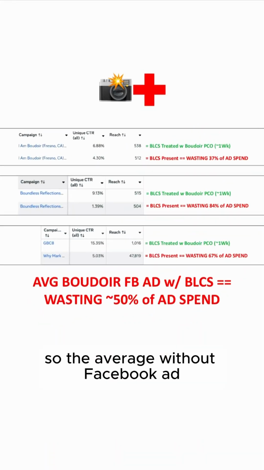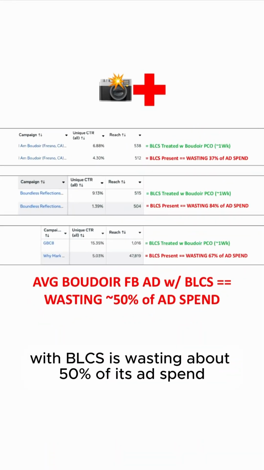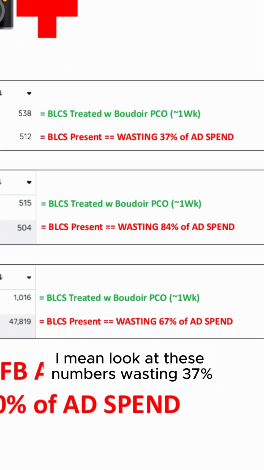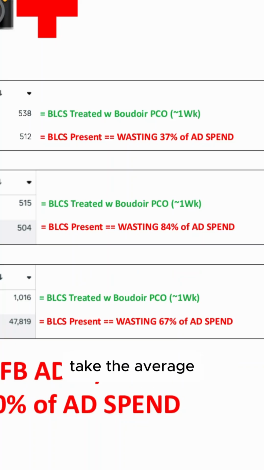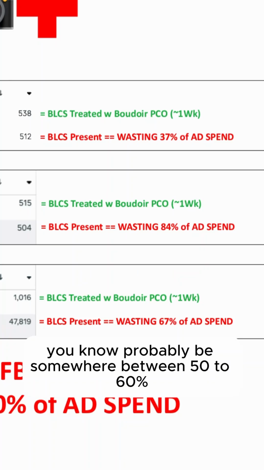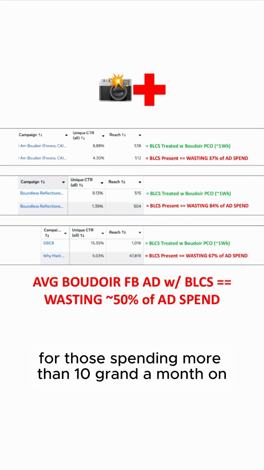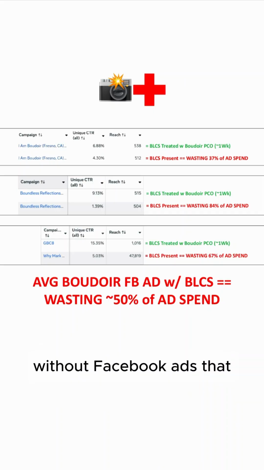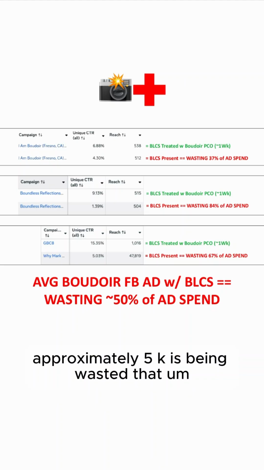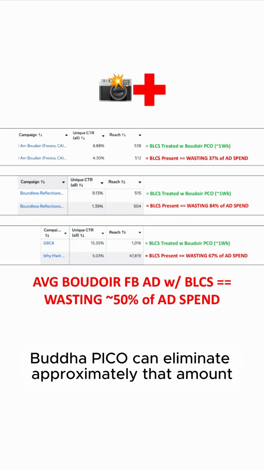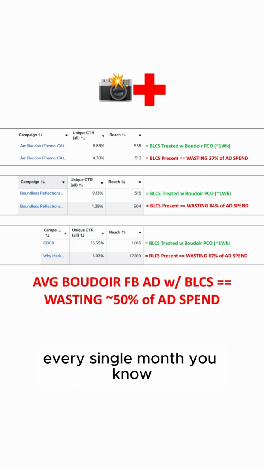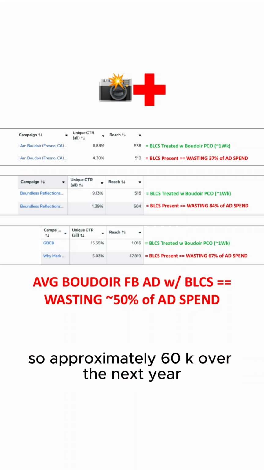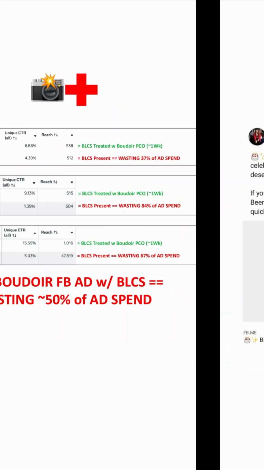So the average Boudoir Facebook ad with BLCS is wasting about 50% of its ad spend. I mean, look at these numbers: wasting 37%, wasting 84%, wasting 67%. Take the average. It'll probably be somewhere between 50 to 60%. Which means for those spending more than 10 grand a month on Boudoir Facebook ads, about 5K is being wasted. That Boudoir Pico can eliminate approximately that amount, put it back into the advertiser's pocket every single month. So approximately 60K over the next 12 months.